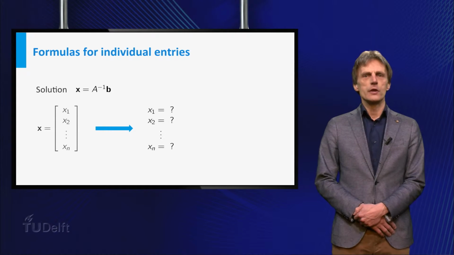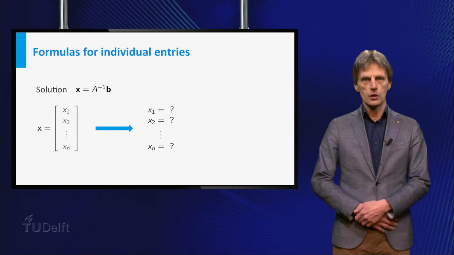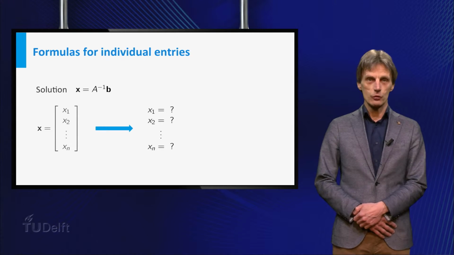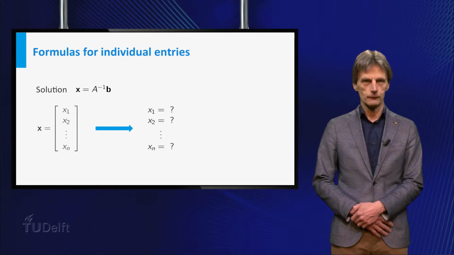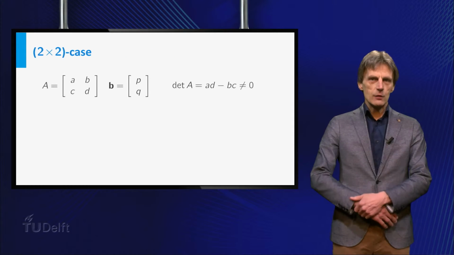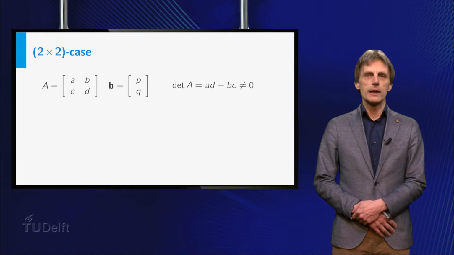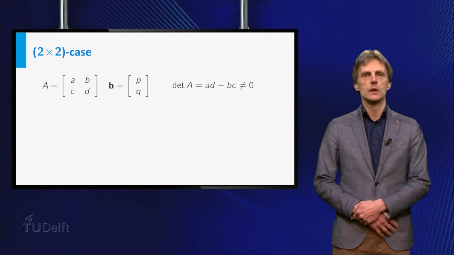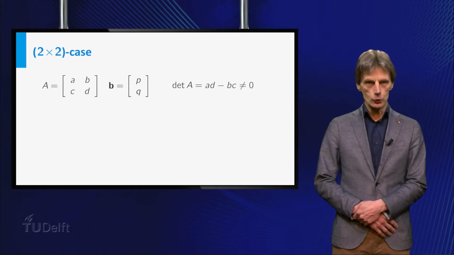Sometimes one is not interested in the entire solution x, but only in one or two of its entries. So it would be nice if we would have closed formulas for the individual entries, x1 up to xn as well. Let's see what happens in the case of a system A times x is equal to b, where A is a 2 by 2 matrix. So consider A is equal to [a b; c d] and b is equal to (p, q).